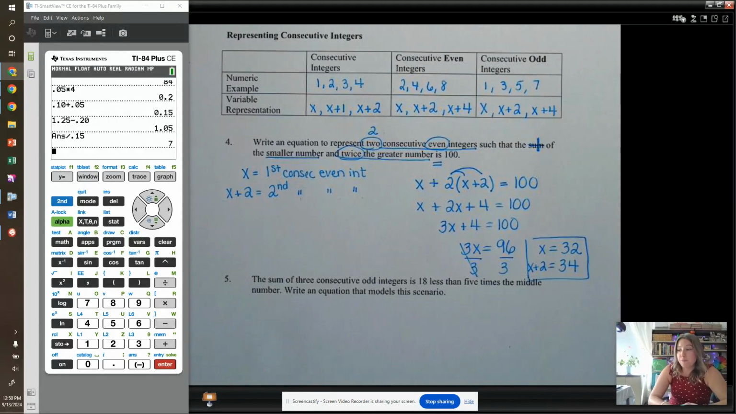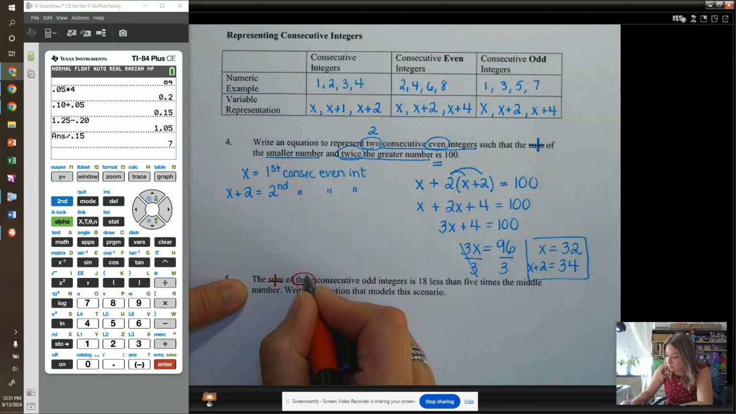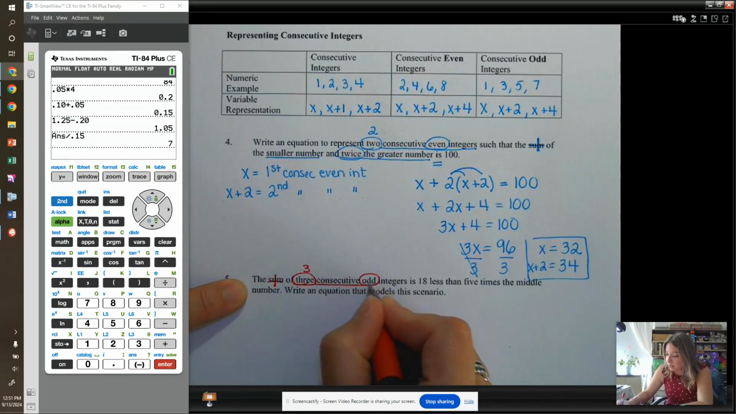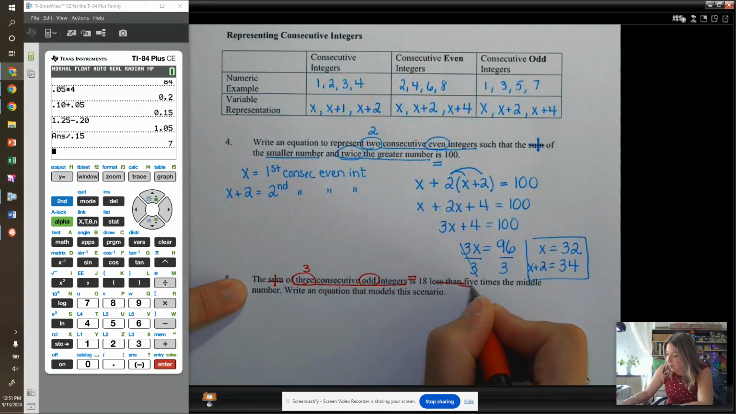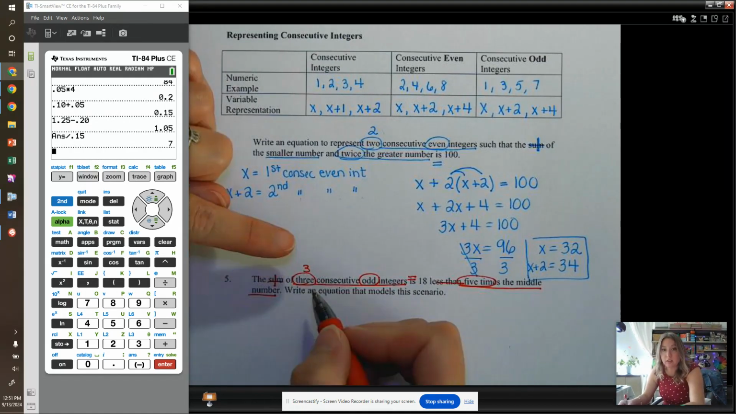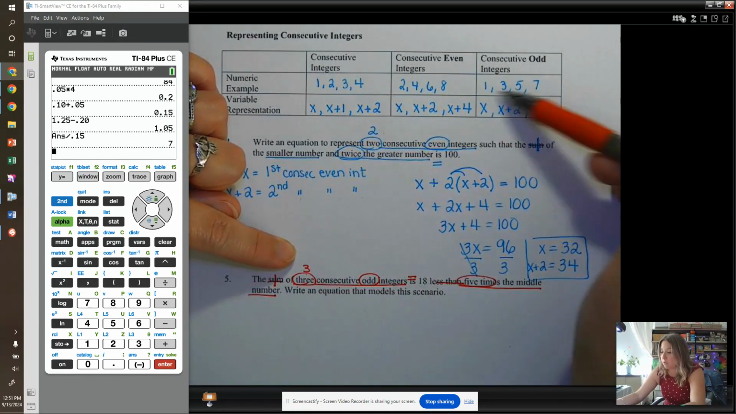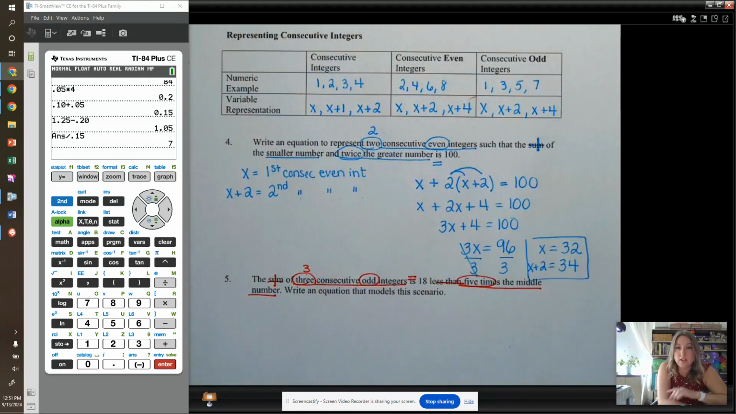So, on number 5, I want you to pause this and just write the equation: the sum of 3 consecutive odd integers is 18 less than 5 times the middle number. Okay, 3 consecutive odd integers. Look up to see our representations and write those out. You got this. Give it a try. Pause it right here. Try to write that equation out, and we will be right back.